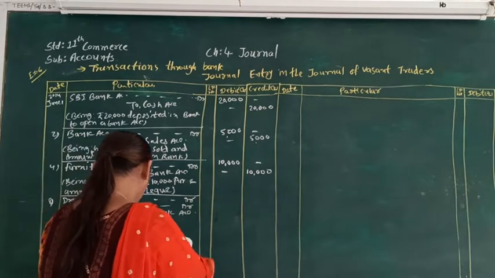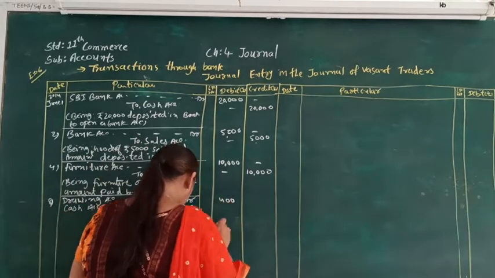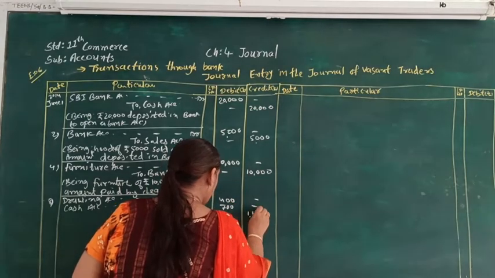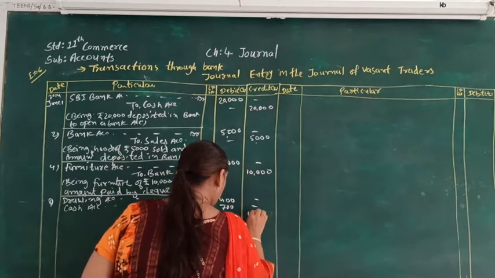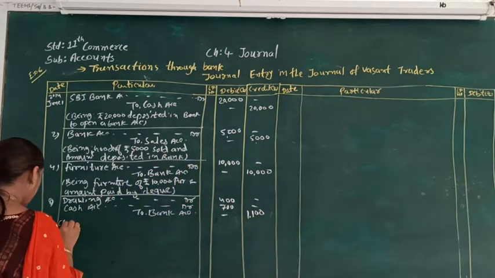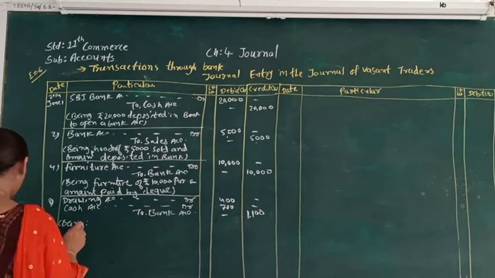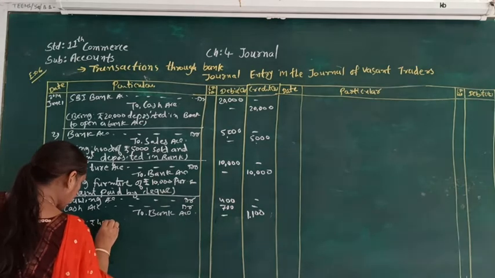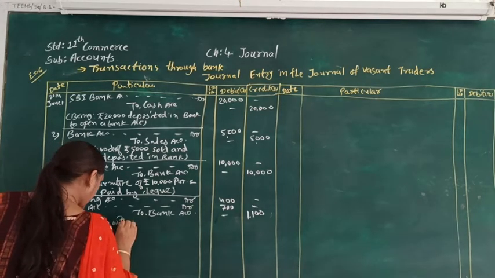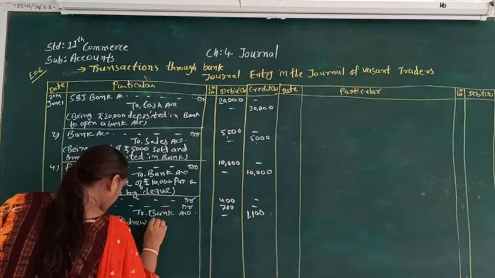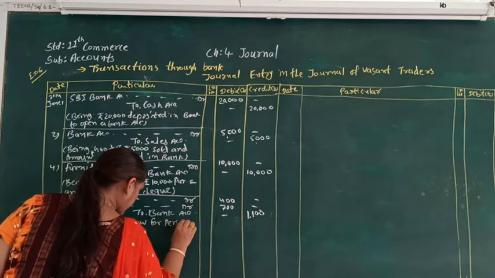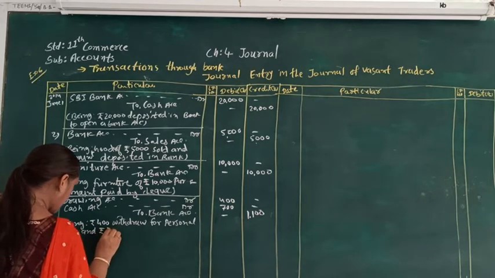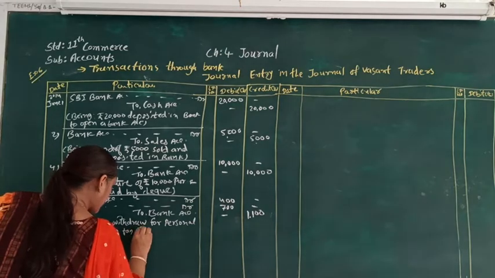For that, as we know that it is 400, then the 700, and the total will be 1,100. Being rupees 400 withdrawn for personal use, and rupees 700 for office expense.